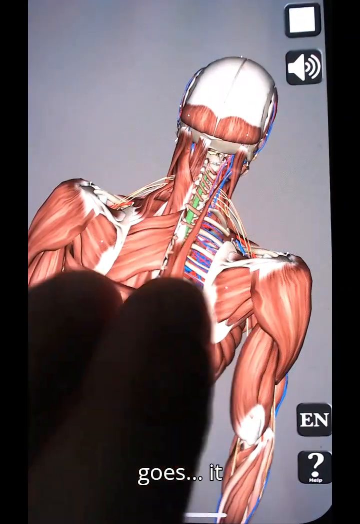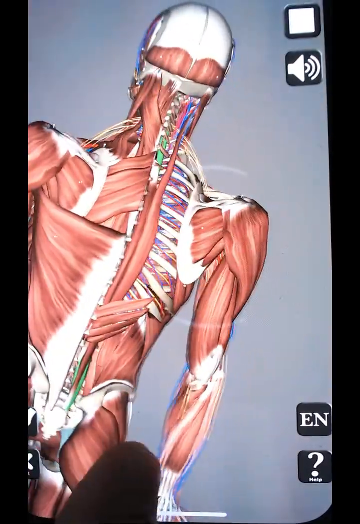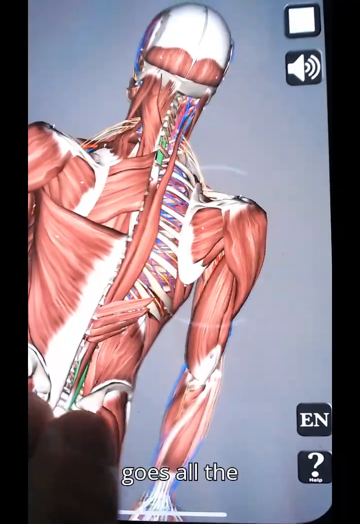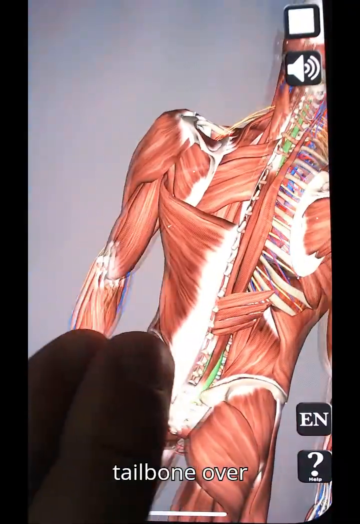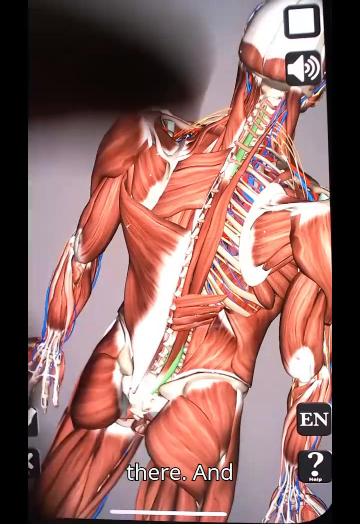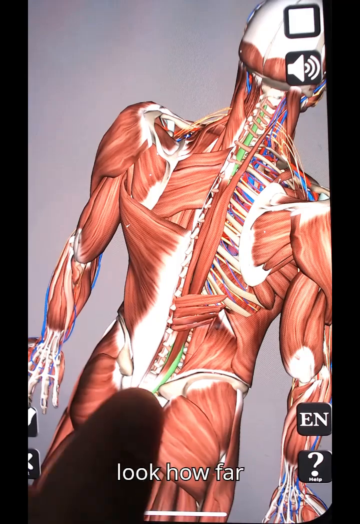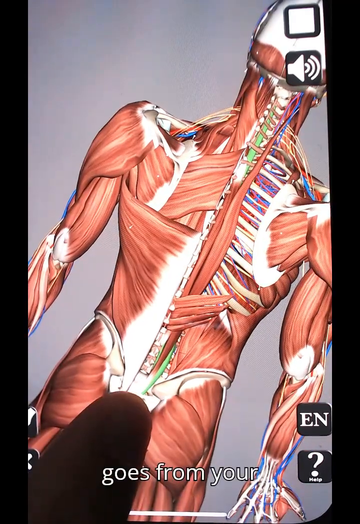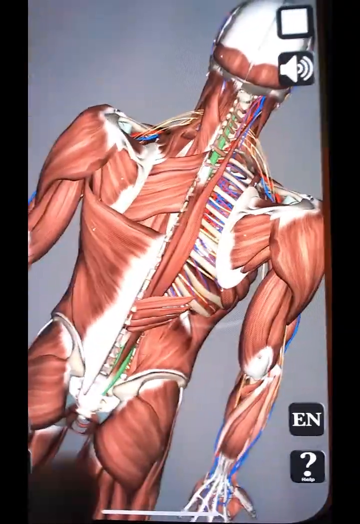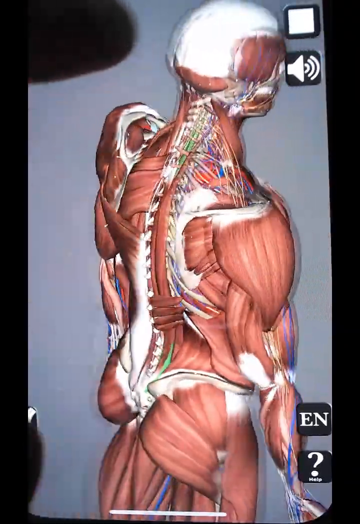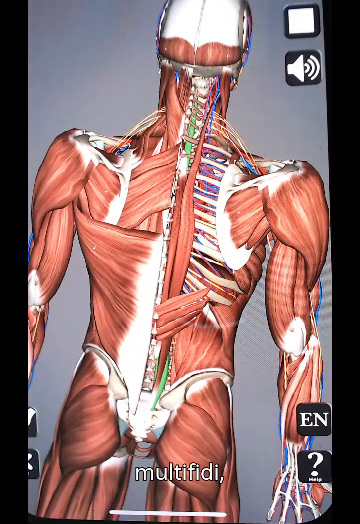It goes all the way to your tailbone over there. And anything that's going to that tailbone, like I said, look how far this goes. It goes from your tailbone to your neck. To your neck, right? So multifidi, what do they do?